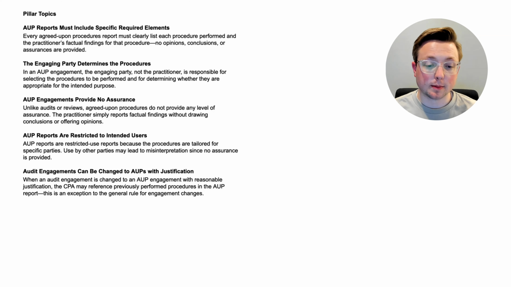And then finally, let's talk about the last one. Audit engagements can be changed to AUPs with justification. When an audit engagement is changed to an AUP engagement with reasonable justification, the CPA may reference previously performed procedures in the AUP report, as an exception to the general rule for engagement changes. So normally you're not supposed to change engagements in the middle of it, but you can potentially change from an audit to an AUP, and you are going to reference the previously performed procedures in the AUP report. Now with that, we learned a lot about agreed upon procedures in this video.